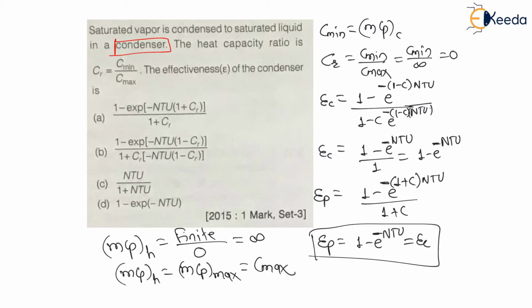That means, my dear students, if one of the fluids is undergoing phase change, as in a condenser where the hot fluid is undergoing phase change, then the parallel flow heat exchanger always becomes equal to the counter flow heat exchanger. Again, in an evaporator, the cold fluid is undergoing phase change. So for the evaporator also, the effectiveness of parallel flow is equal to the effectiveness of counter flow, which is 1 minus e to the power minus NTU. So if I look at the options, I will find that option D is the correct choice.